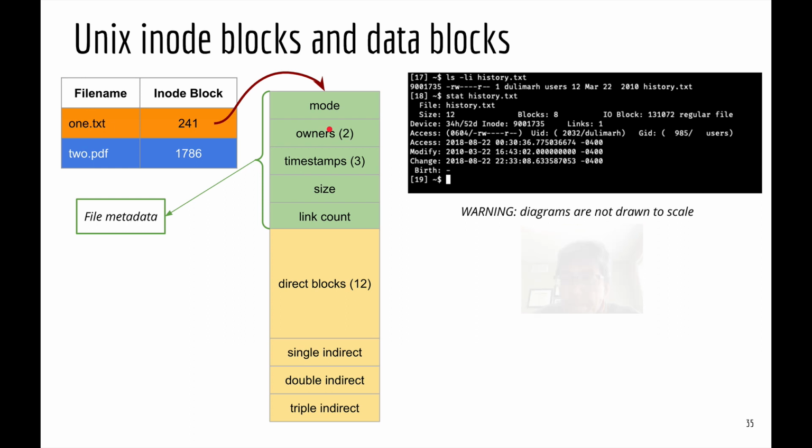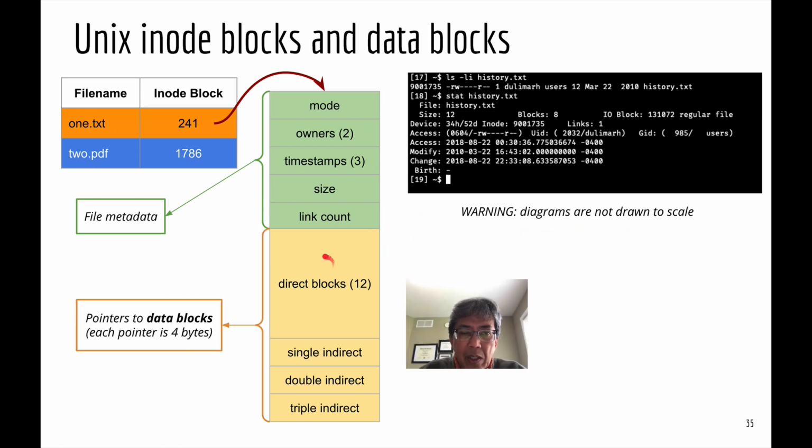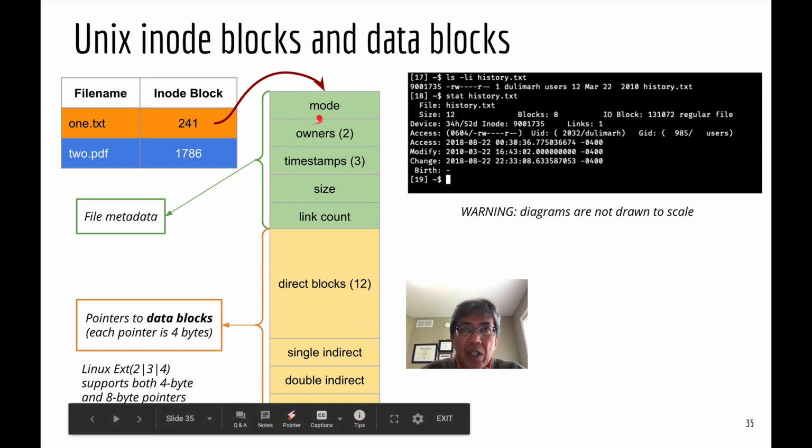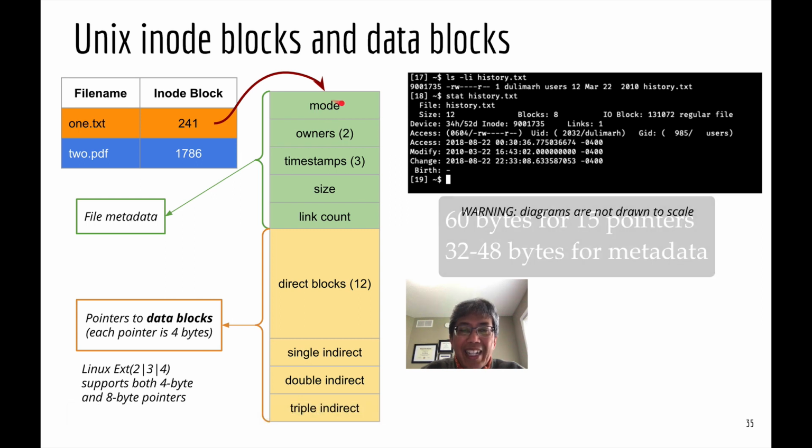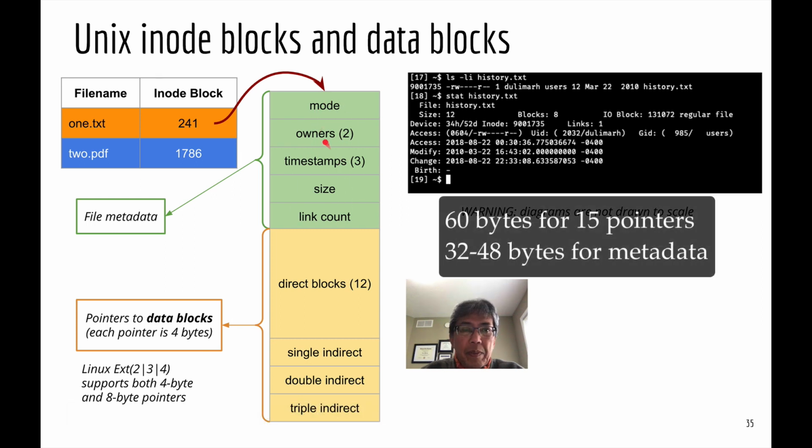the group owner and the user owner numbers are fetched from the metadata. So the yellow boxes hold pointers to your data block, and the pointer can be either a 4-byte pointer or an 8-byte pointer. So in the Linux ext file system, you can prepare the file system either to use 4-byte pointers or 8-byte pointers. So using 4-byte pointers, the size of an inode can be between 90 bytes to 100 bytes or more.